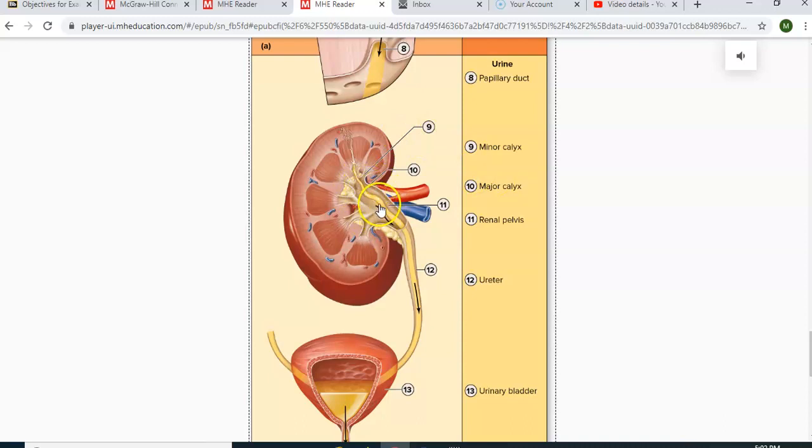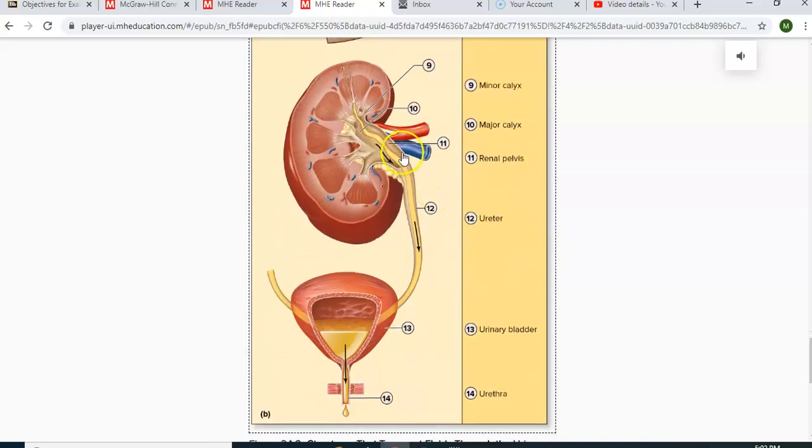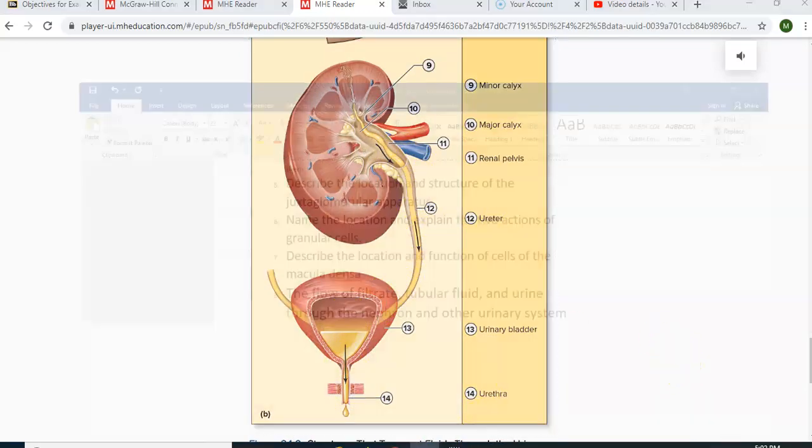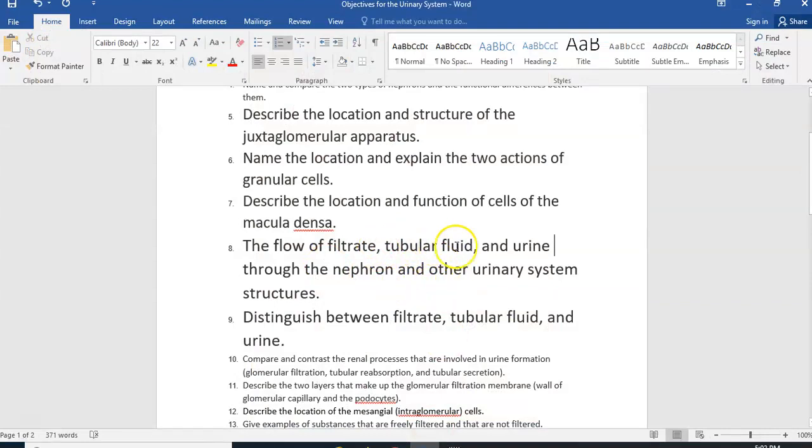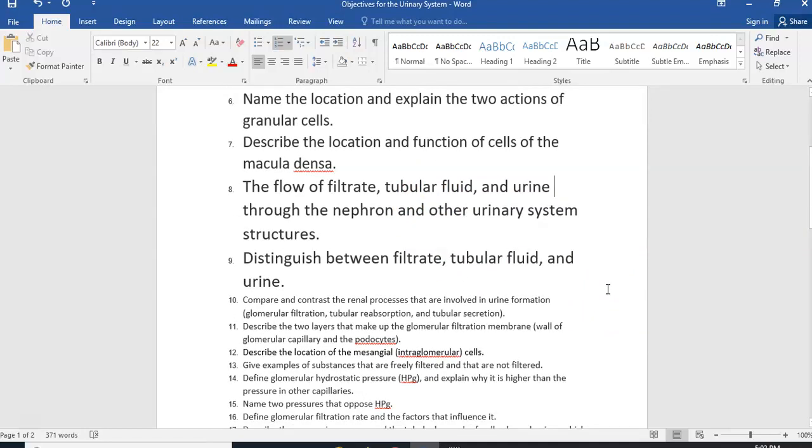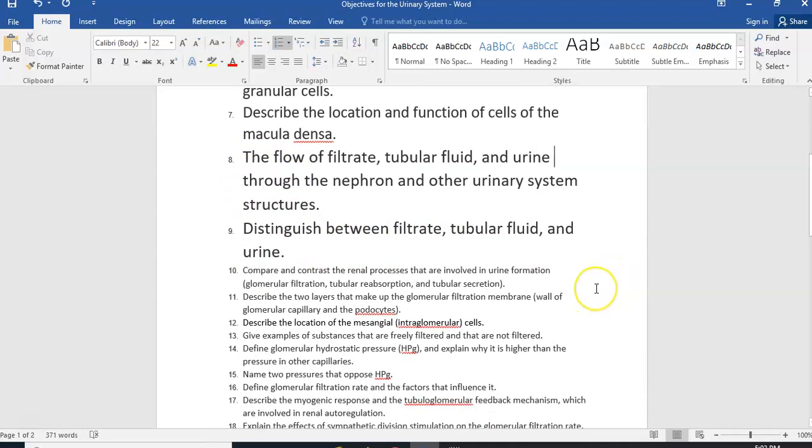And that's actually where all the urine, from all the millions of nephrons that are in our kidneys, finally ends up all together in that renal pelvis. And then from there, down the ureter to the bladder to the urethra. So that's what you should know about how the urine, filtrate, and tubular fluid flow through the urinary system, and when we call it filtrate, where it's at, and when we call it tubular fluid, where it's at. So, all right. Oh, and we already distinguished between the filtrate, tubular fluid, and urine, so we are finished. I'll have another video that goes over some more information.